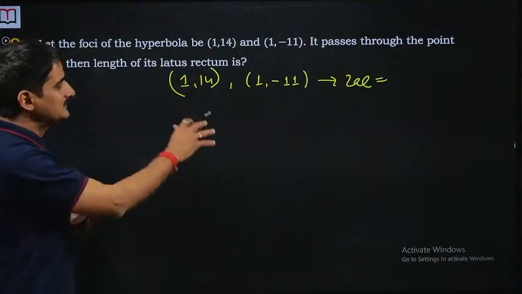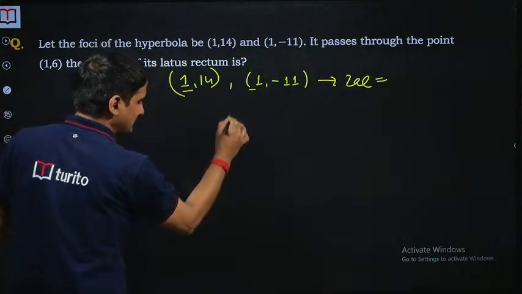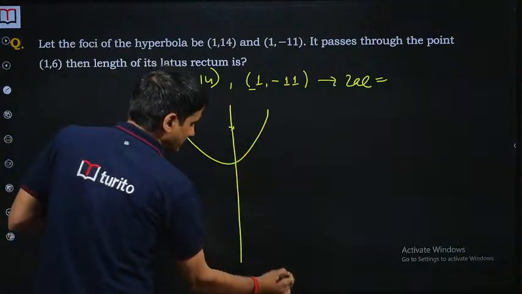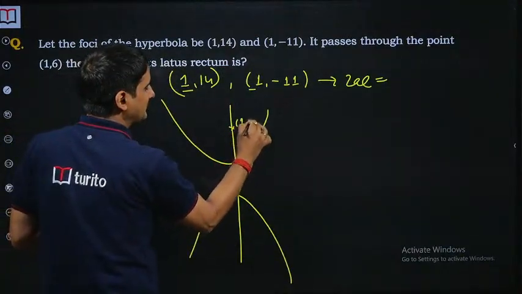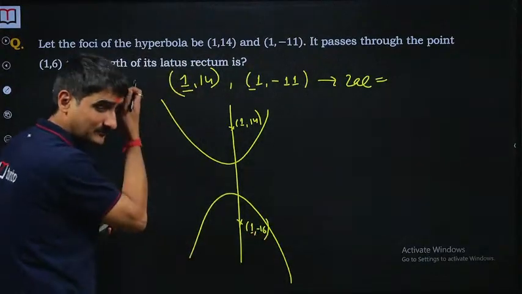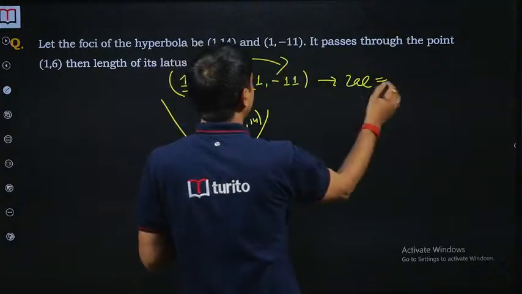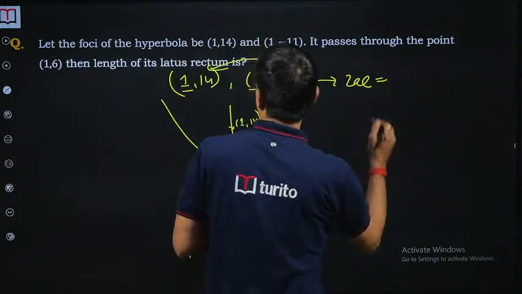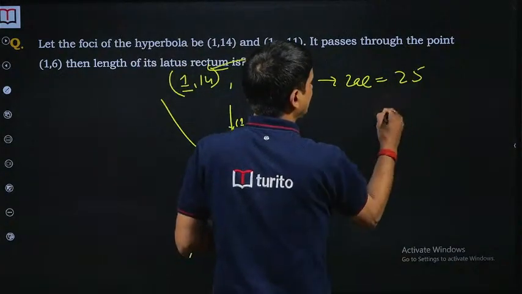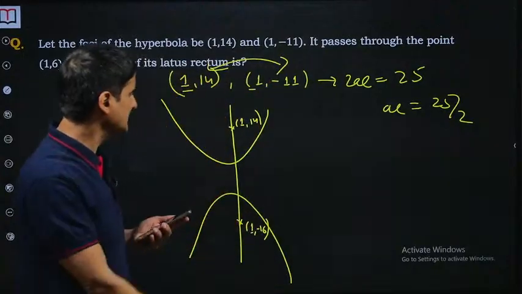Okay, so 2AE. Since the abscissa are the same, the foci lie on a vertical line, so it is a vertical hyperbola. Of course, it's a vertical hyperbola. But still I'm using the results for the horizontal hyperbola. So 2AE is the distance between foci, which is nothing but, how much is it? It is 14 minus minus 11, which is 25. So AE is 25 by 2.